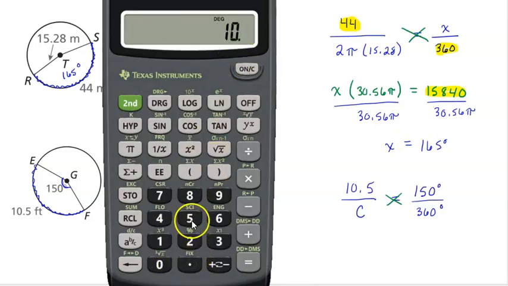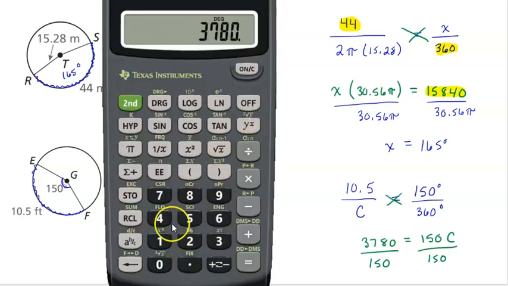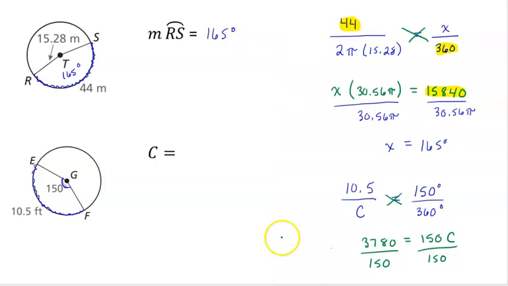We've got 10.5 times 360, and we get 3780 equals 150 degrees times the circumference, not Celsius. And then we're going to divide both sides by 150, and we get 25.2. And so that one was super easy based on what we already know.